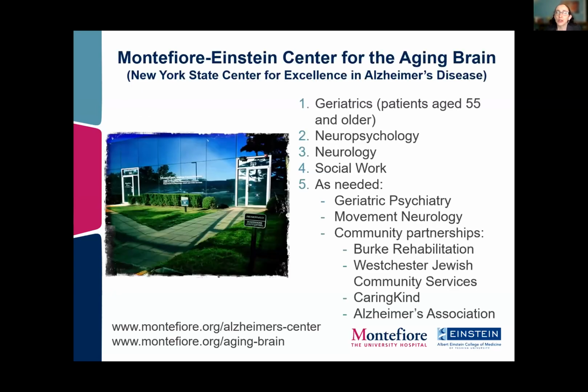I wanted to just start out as well to contextualize where I'm from. So here's a picture of one of the sites where I work. This one's actually in Yonkers. Our Center for the Aging Brain is a multidisciplinary cognitive assessment and treatment center. And so for any adult age 55 and older who gets referred with some kind of cognitive concern, they get a comprehensive geriatric assessment first, and then they go on to see a neuropsychologist, a neurologist, and social worker. And we have other team members that we involve with as needed, several community partnerships, and I'm really privileged to be part of this team.